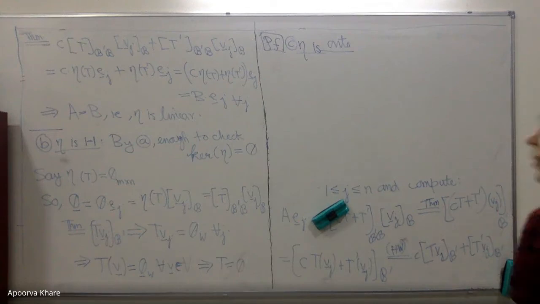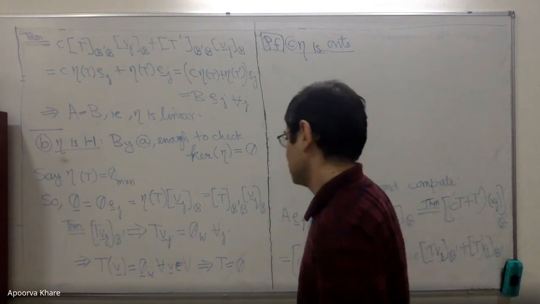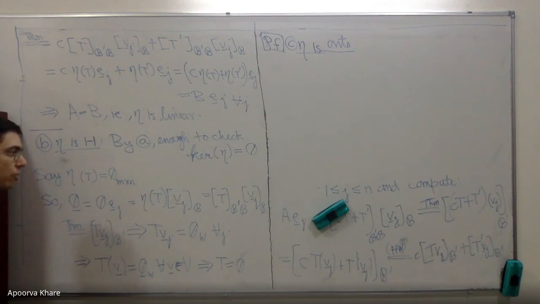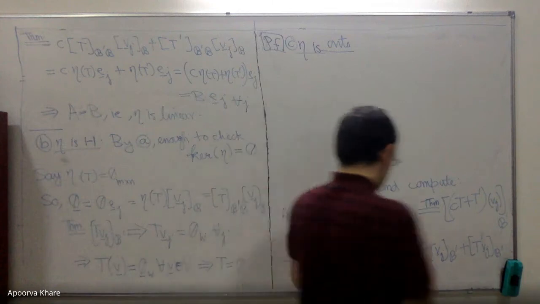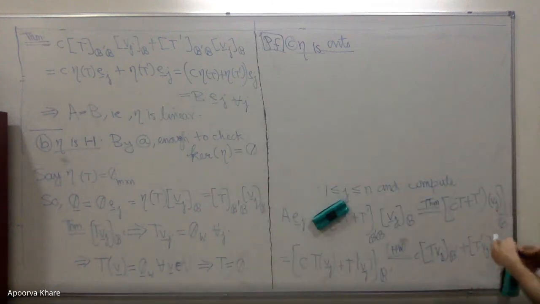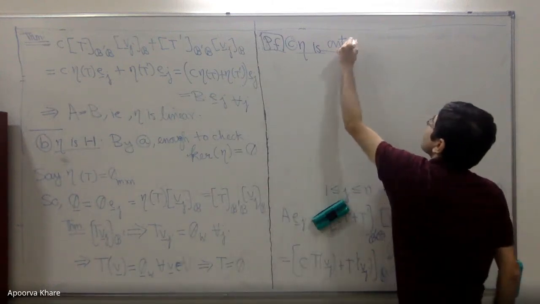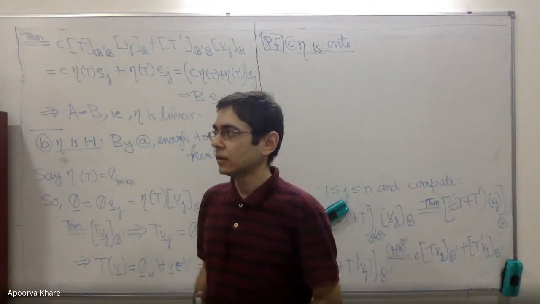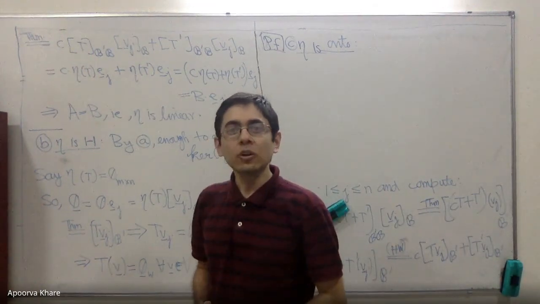Okay. So why is eta onto? I want to show that you get to every matrix, right? Okay, let's do this once and then we will directly go to the general version. Eta is onto for the following reason.